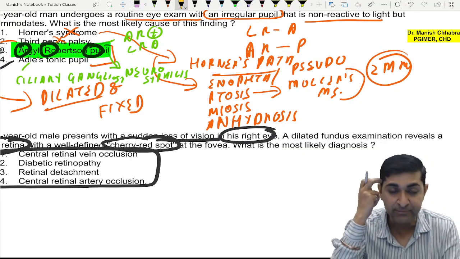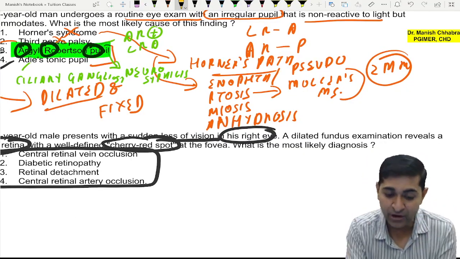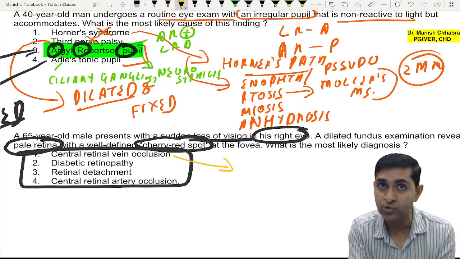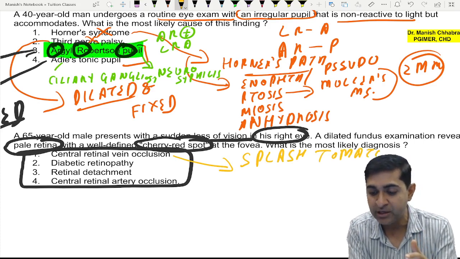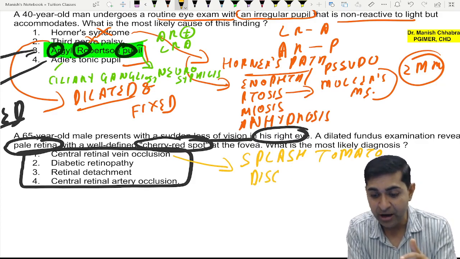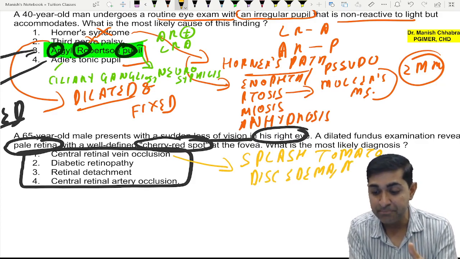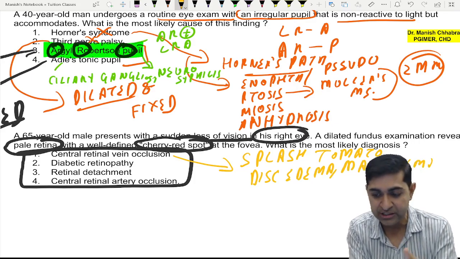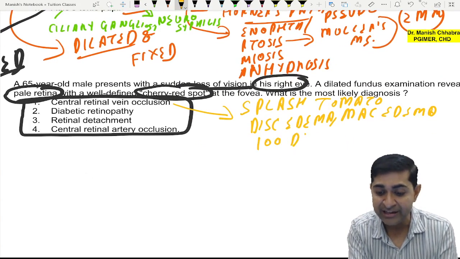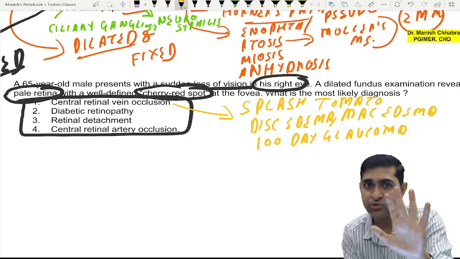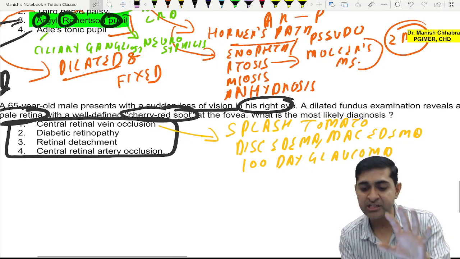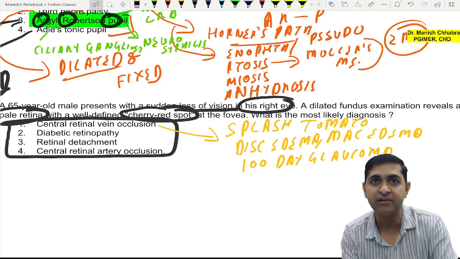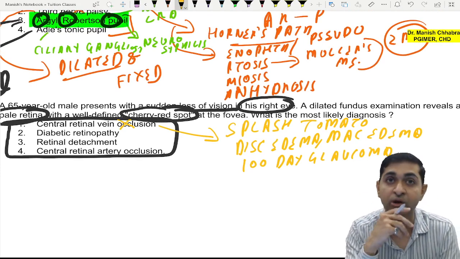Now let's eliminate the options one by one. They have specifically told that the retina is pale or milky white. What about central retinal vein occlusion? There will be multiple hemorrhages. The appearance of the retina will be a splash tomato appearance. There can be disc edema, which can be associated. There can be macular edema, which can be associated. There will be 100-day glaucoma. There will be dilated and tortuous vessels. Yes, that is what you see in central retinal vein occlusion. So they have just mentioned loss of vision and the fundus examination does not go well with what they have suggested, so it is easily ruled out.